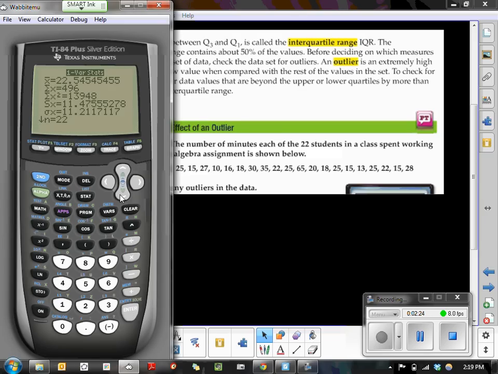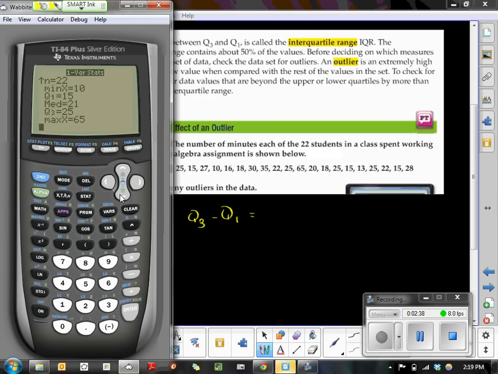Okay, the first thing we want to do is calculate our interquartile range to see if we have any outliers. So we're going to go down to Q1 and Q3 and find the difference of these. We're going to take Q3 minus Q1, and that'll be our interquartile range, which is 25 minus 15, which gives us an interquartile range of 10. So between 25 and 15, we have a range of 10. That's where 50% of our data is.